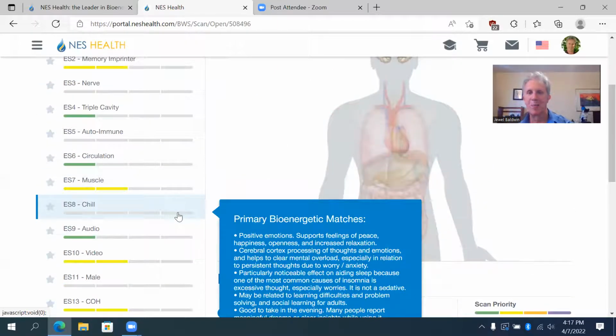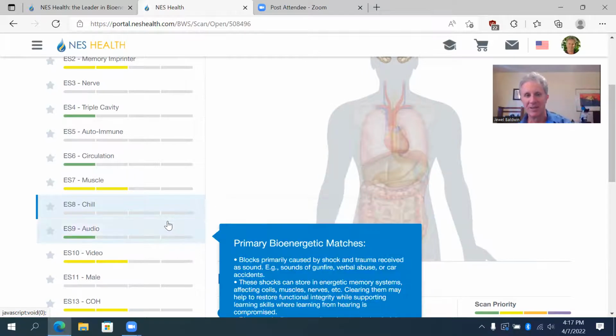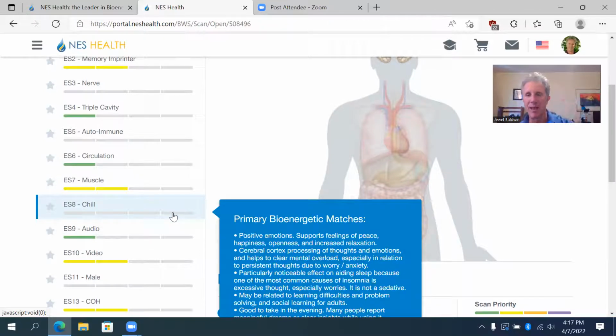Chill, we talked about that in the mind body screen. It describes it. Chill is just relax. It's basically backed up with too much stress, cannot process all the stress and trauma. So we need to help move that stress and trauma nice and slowly.